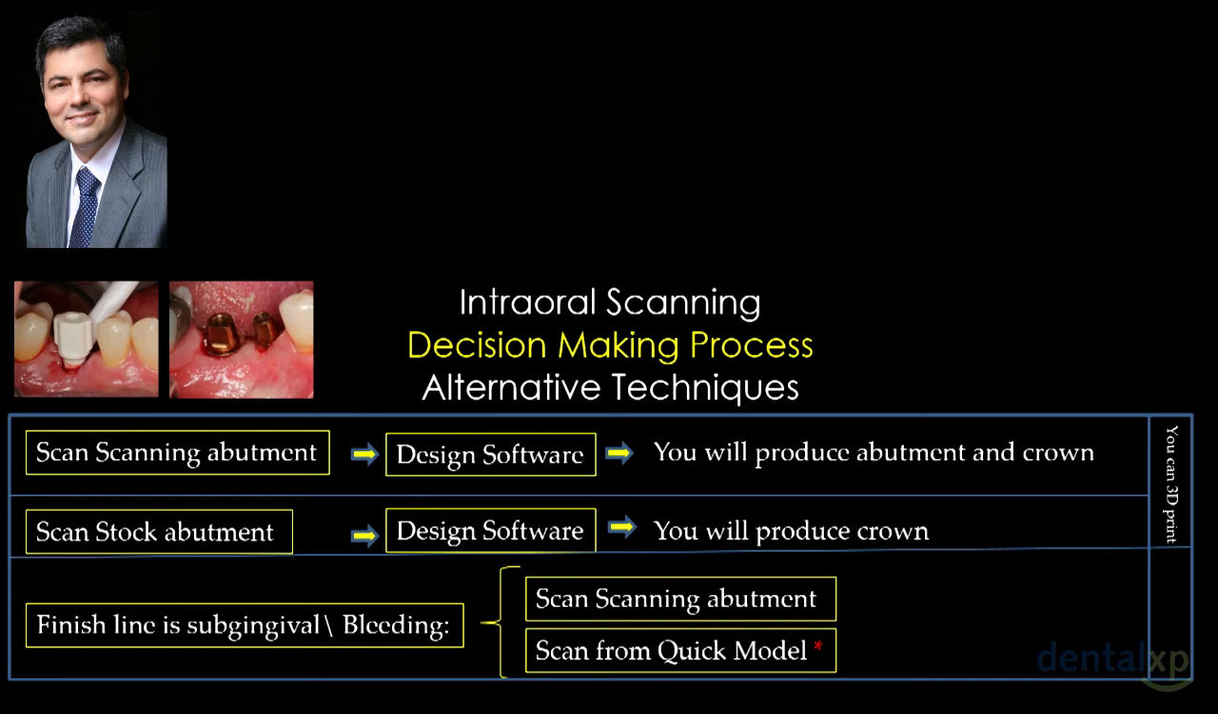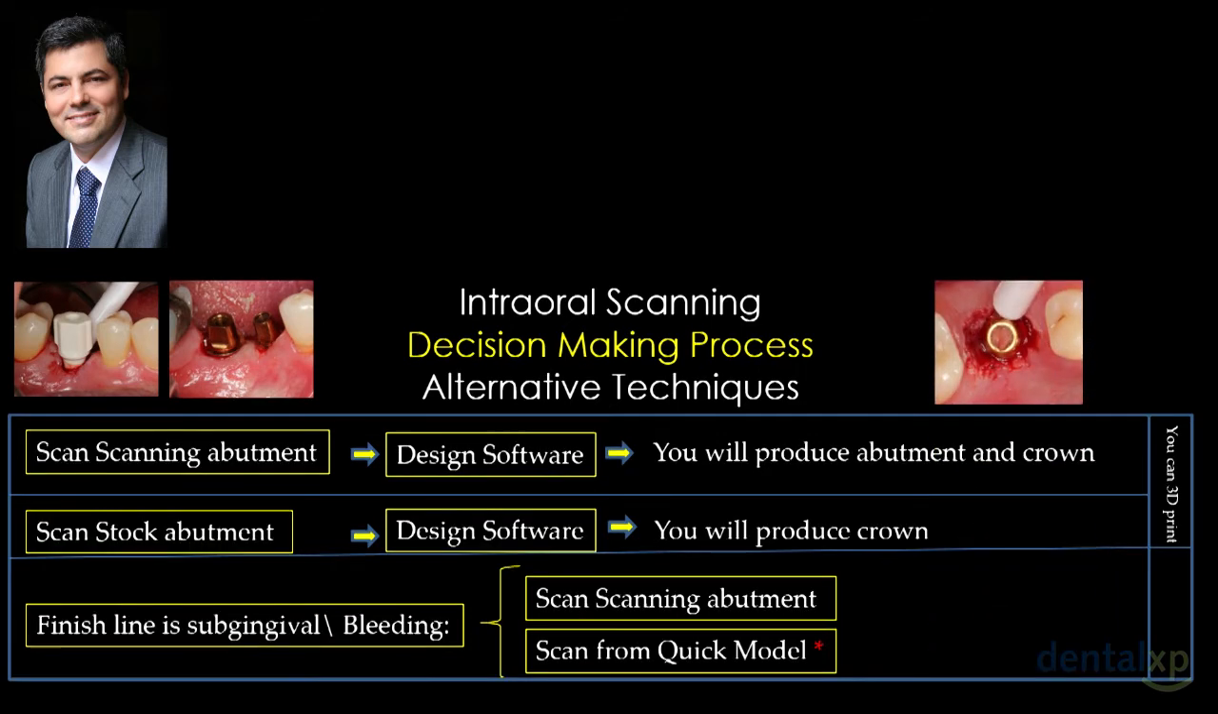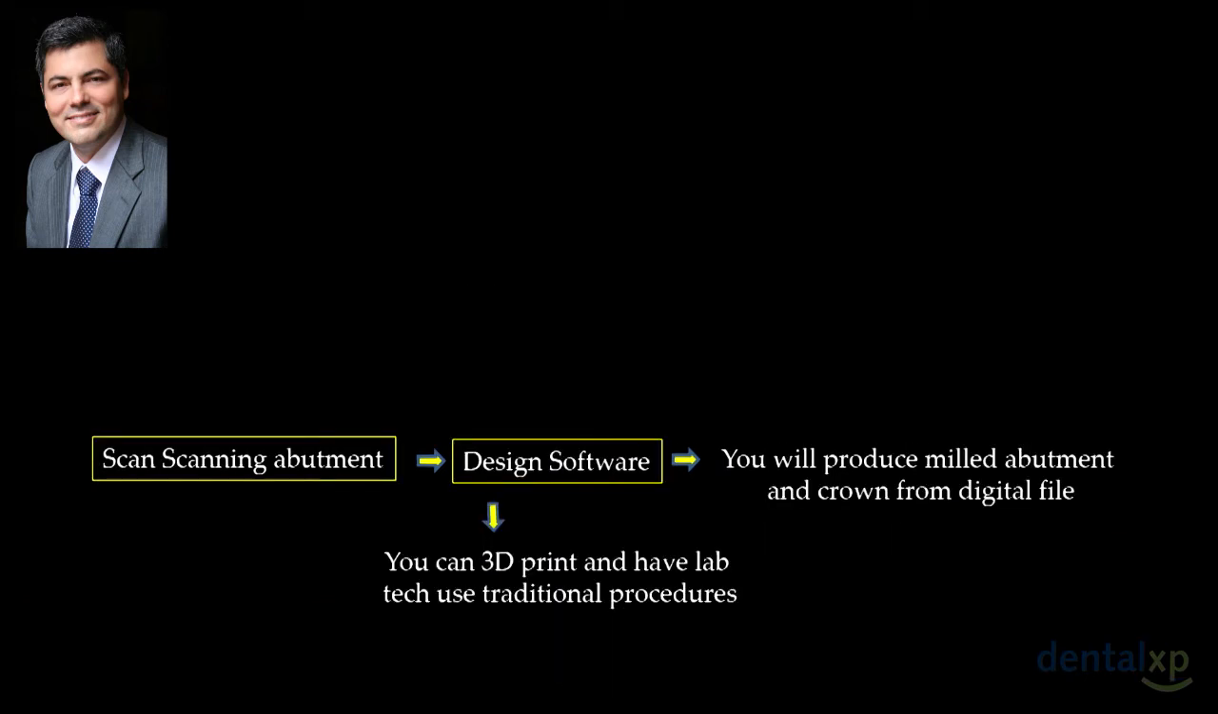So these are the three different options that we have. We can actually scan the scanning abutment. We can actually place an abutment kind of at the level of the gum, so we can actually capture the finish line, or sometimes when we have a lot of bleeding, we need to do the quick model. So let's go to the first process. The first process is scanning from a scanning abutment, exporting to a design software to produce mill abutments and crown from digital file, or to basically 3D print.